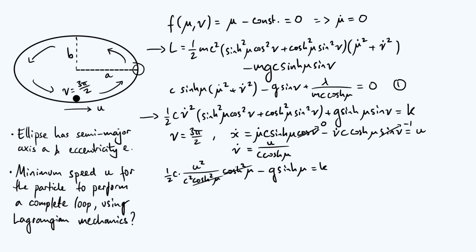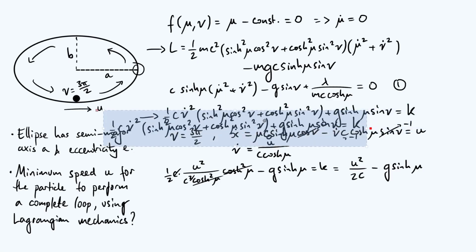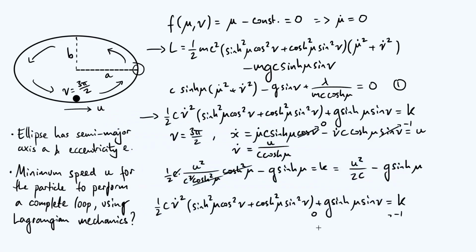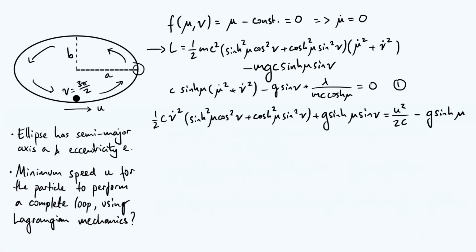Then you get some simplifications. The cos's cancel, one of the c's cancels, and so you conclude that k is equal to u squared over 2c minus g sine of mu. So what can we do with that? Well, we just plug it back into our integrated equation of motion up here. Let's copy that, get rid of these things, and we just replace our k by u squared over 2c minus g sine of mu. Okay, so we're getting there.